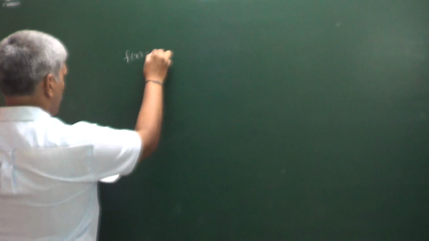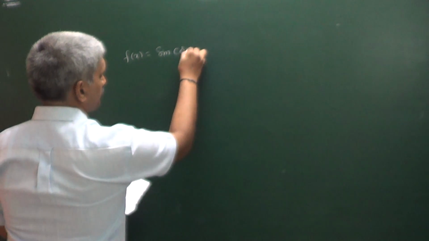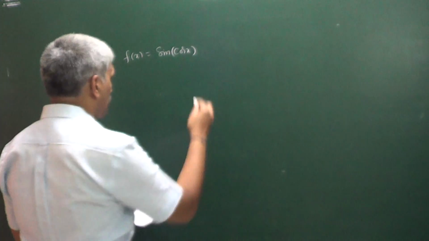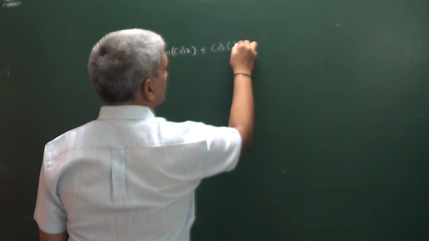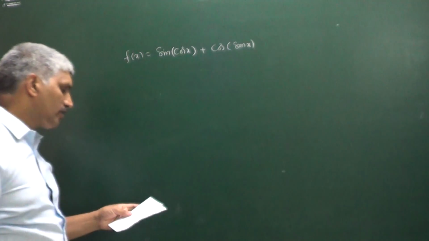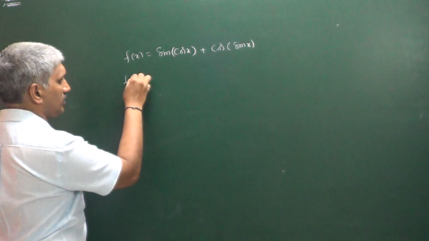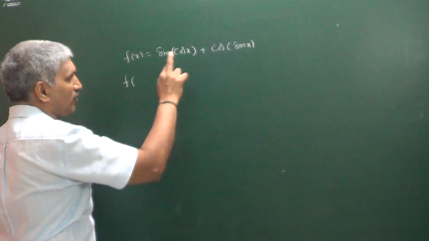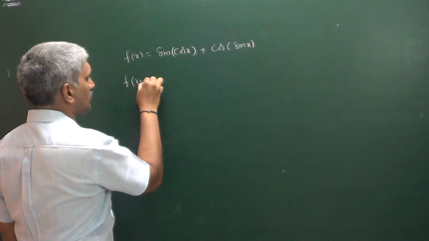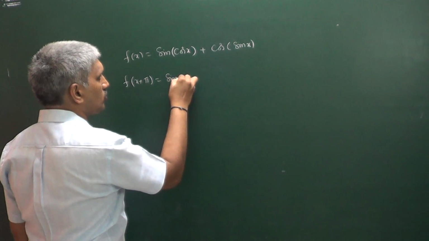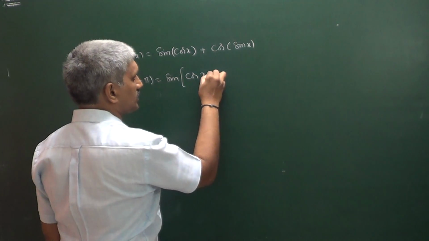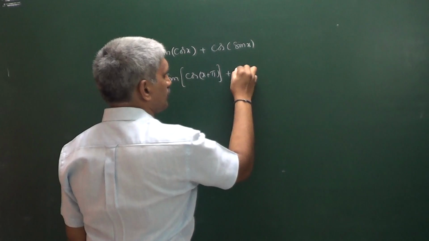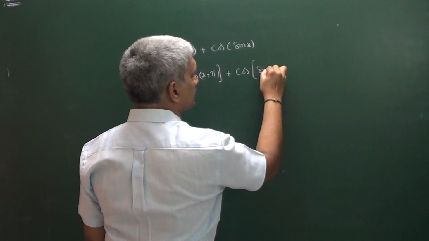So another question, see here, this is the question given. f(x) is equal to sin(cos x) plus cos(sin x). We want to find out the period for this particular function. Okay, first of all we will check. No doubt, f(x + 2π) we will get f(x) only. That's why I am checking f(x + π). What about f(x + π)? f(x + π) is equal to sin(cos(x + π)) plus cos(sin(x + π)).